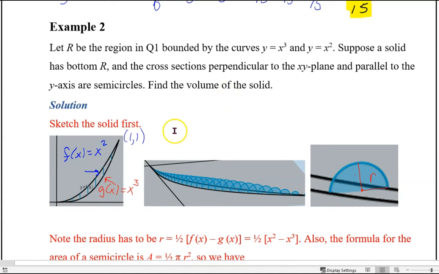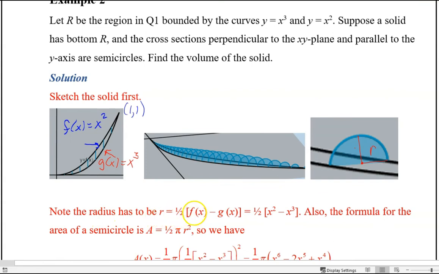We want to find the volume of this solid. Here's an image of what it looks like, and here is one particular semicircle that we have. Notice that the distance between the two curves provides the diameter of the semicircle, and the radius is half of that distance. That means that the radius is going to be half of f of x minus g of x. Since x squared is above x cubed when we're going from x equals 0 to x equals 1, we have 1/2 of x squared minus x cubed.